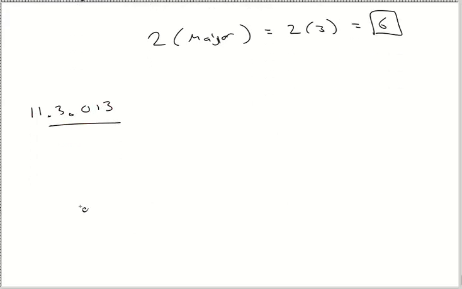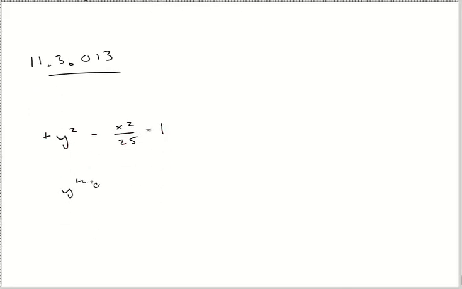113013. Positive y squared minus x squared over 25 is equal to 1. Now, they didn't put a positive there, but I'm showing you because I want to make sure that you see that this is the major. Major with a capital M. And it's a y major, so that's cool. We haven't seen one of those yet. This is a 5 squared. That's a minor.